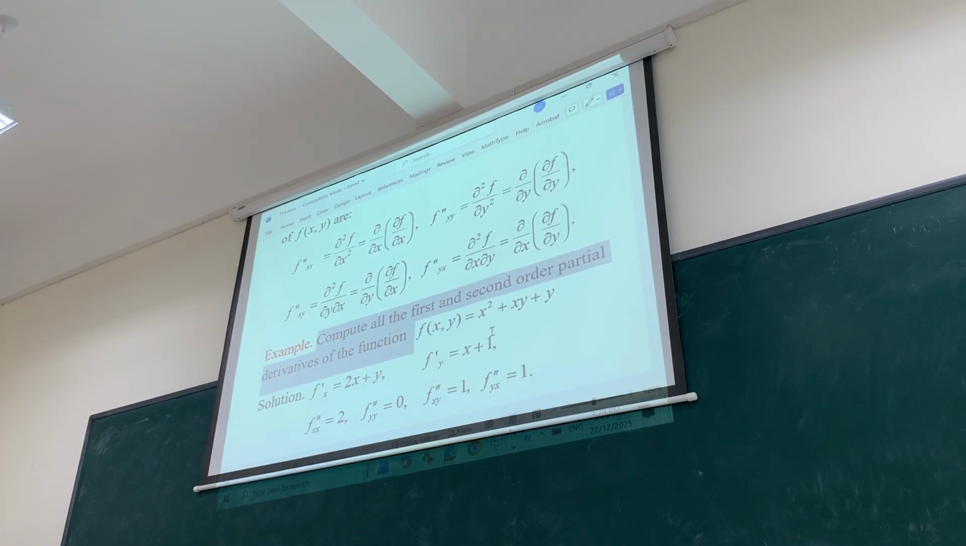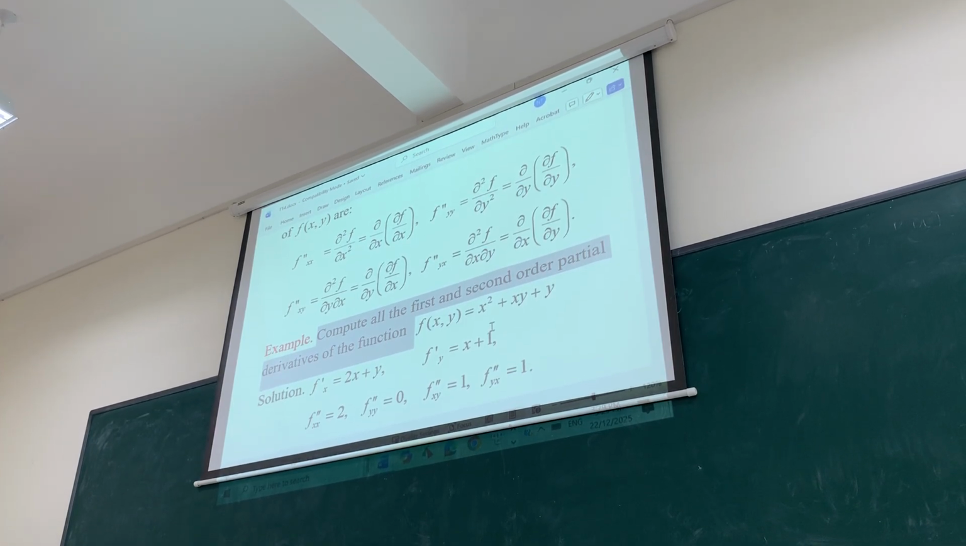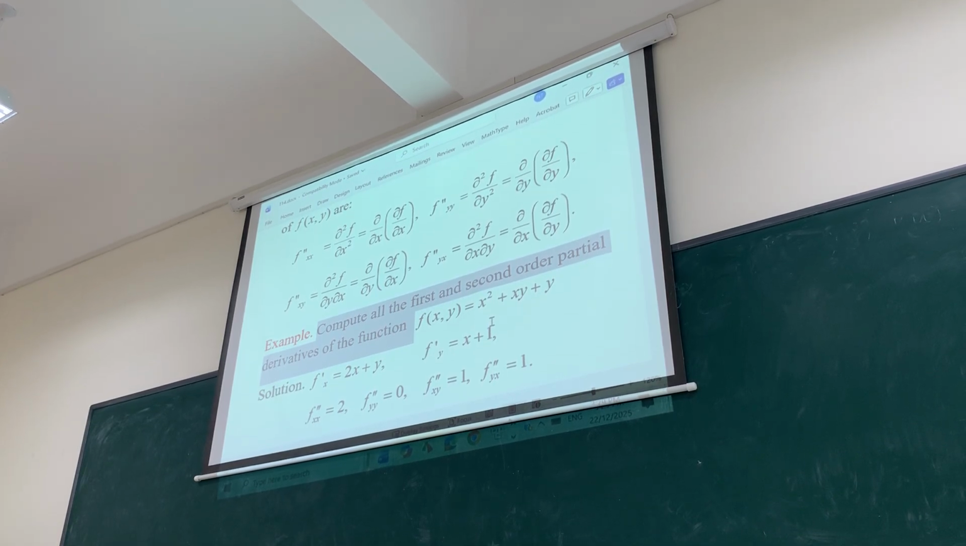I think you can derive how to estimate the first and second order partial derivative functions.